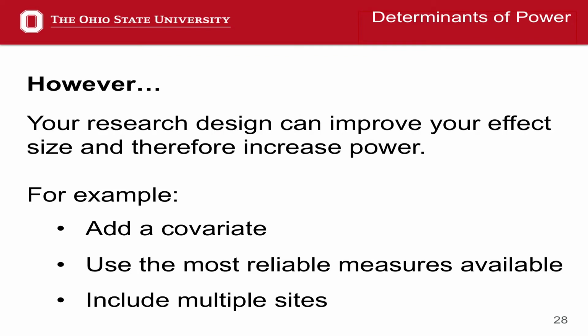Now there are some other ways to increase power, and that has to do with having a stronger design. Those are just some examples of ways of having a stronger design that would make it more likely to detect an effect if there is one. You could add a covariate, which is some extraneous variable that you might want to take into account. The use of better measures.